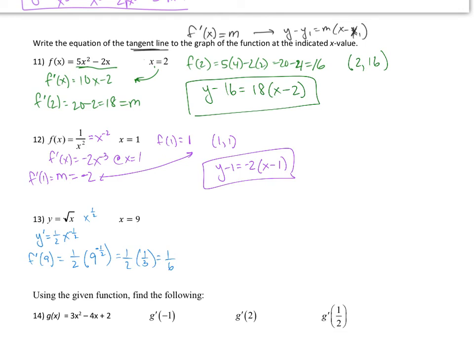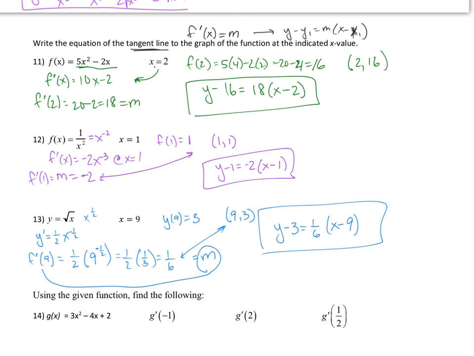Over here, y of 9 ends up being 3. So I know that it goes through the point 9 comma 3. So there's the slope, there's the point. So f prime yields my slope, and I found my point. So now we're just going to say y minus y1 equals m, x minus x1.